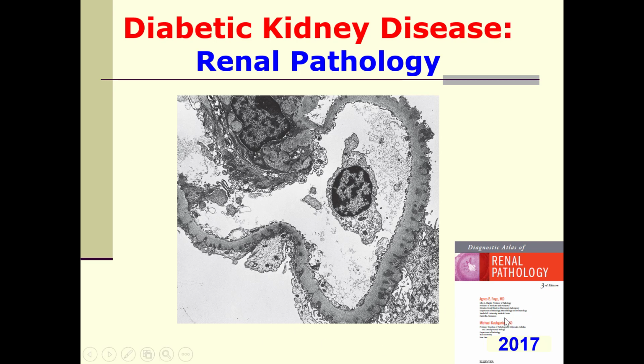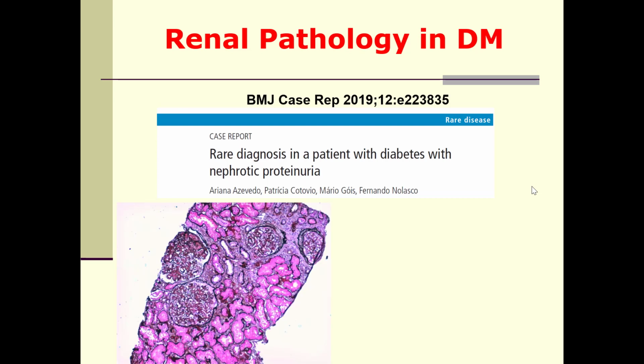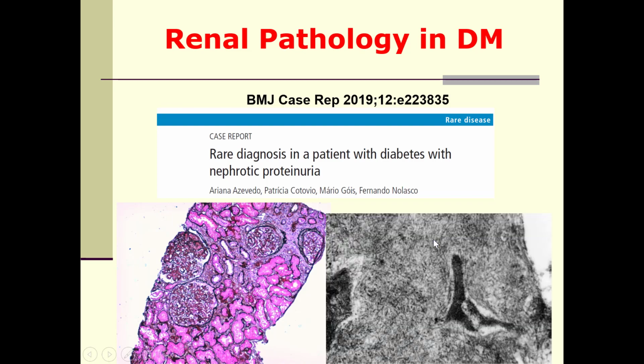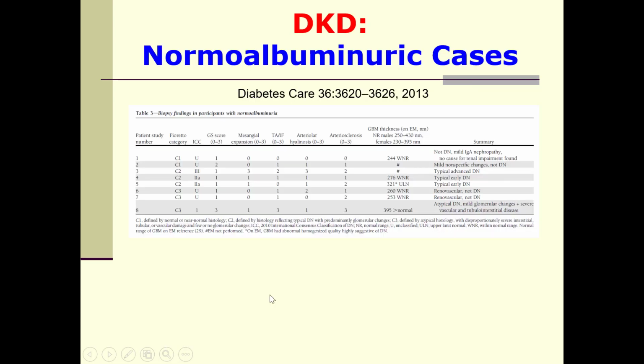This is a case of membranous nephropathy. These are the deposits within the membrane, so it's a case of membranous nephropathy in a diabetic patient. Another case here appears like nodular sclerosis, but electron microscopy revealed fibrillary glomerulonephritis. And this is another case, diabetes with thickened basement membrane, but at the same time IgA nephropathy superimposed on the diabetic patient.